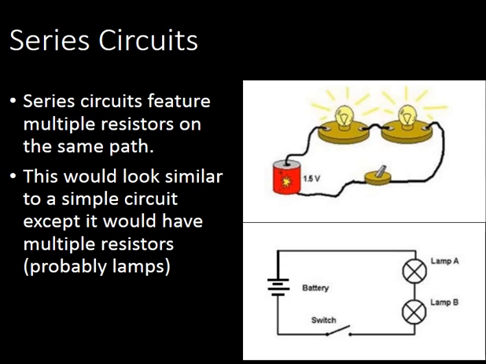A series circuit is basically just a simple circuit with more than one resistor in it. And basically, the easiest way to think about it is that it's just multiple resistors or multiple lights that are all on the same path.